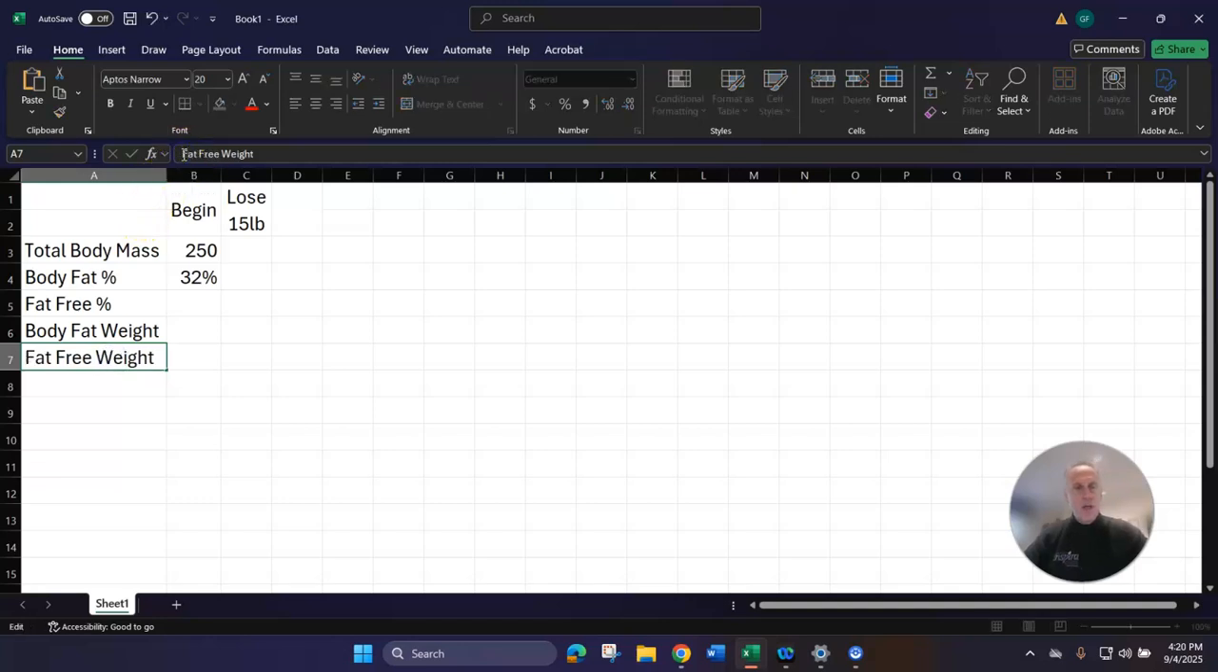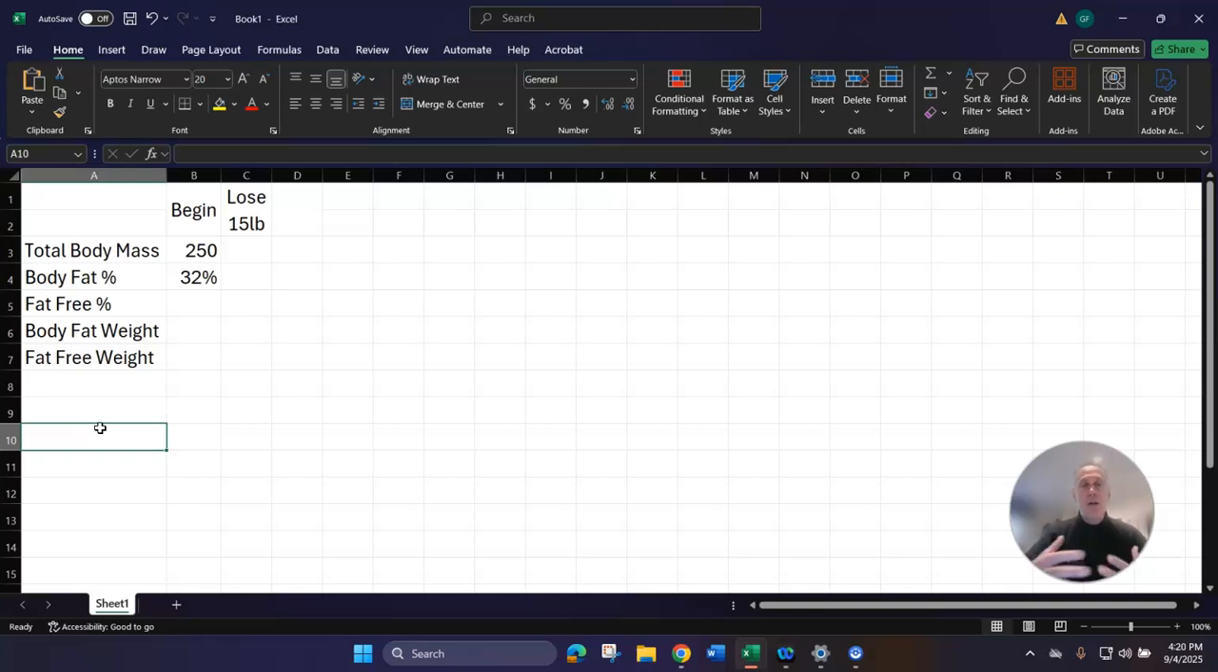Now, with just these two bullet points alone, we can calculate the fat-free percentage, the body fat weight, and then the fat-free weight just with those two numbers. So when you're working with your clients, you can kind of guide them down a path to help them better understand what's realistic short term and what's realistic big picture.